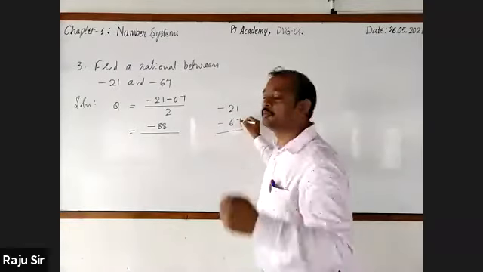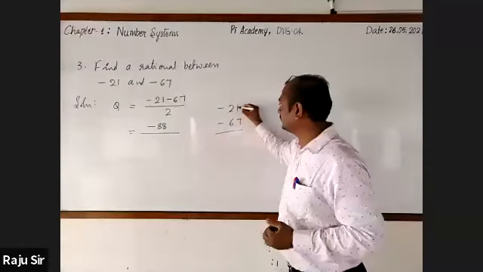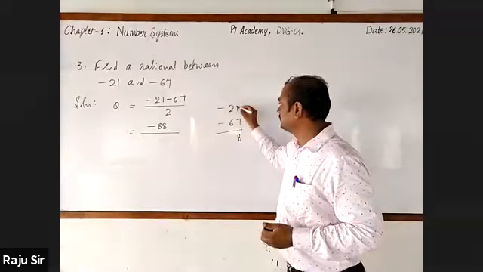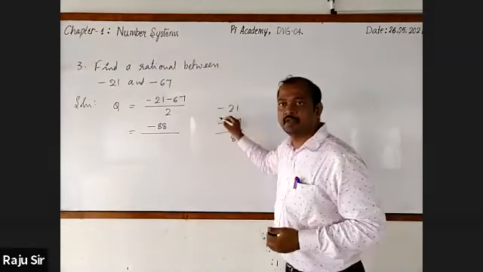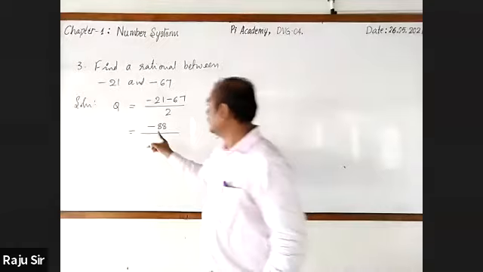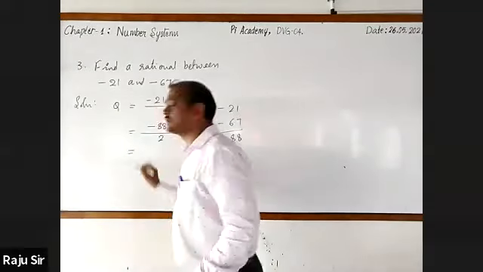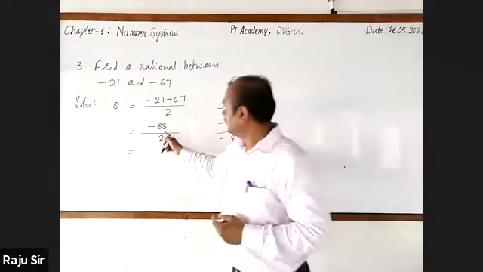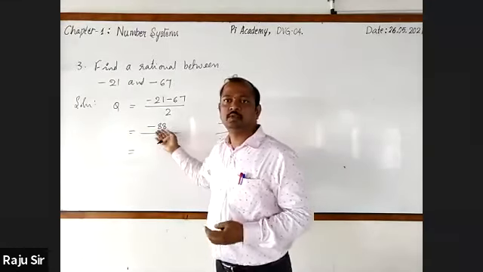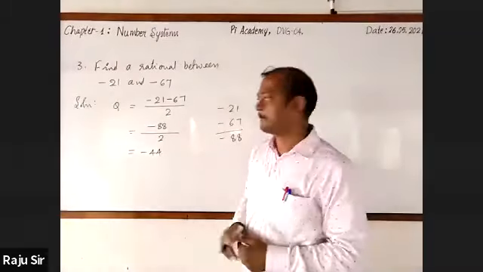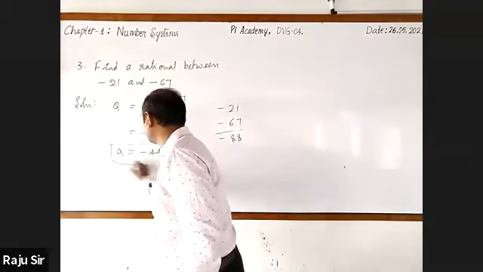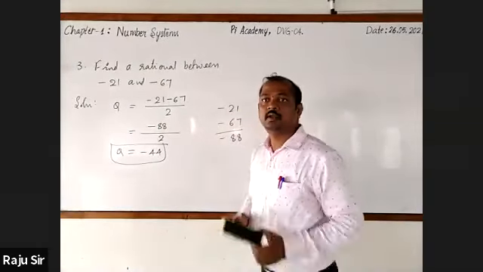Okay, then it is right. 1 plus 7 is 8 and 2 plus 6 is 8, as both are minus. It will be -88/2, which is equal to, as minus 88 is a multiple of 2, you can go for cancelling it. On cancelling, you get minus 44. Have you got the same? Yes, sir.